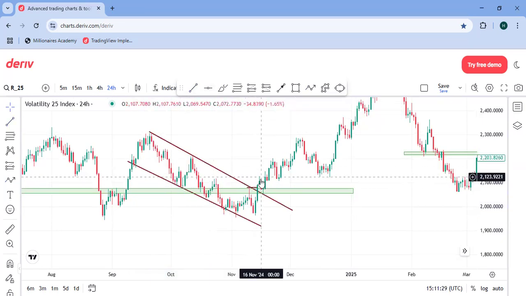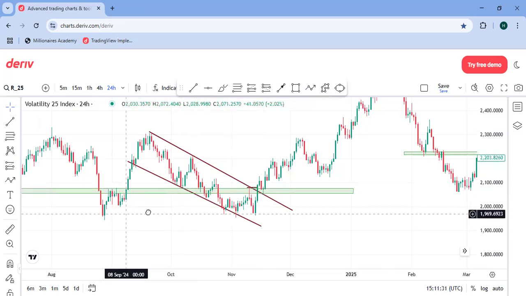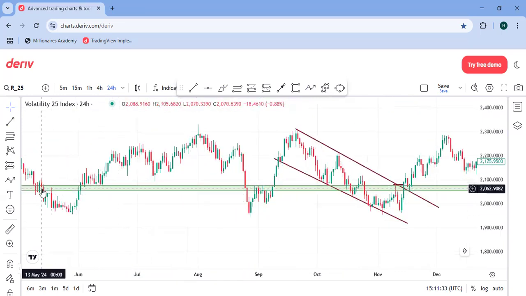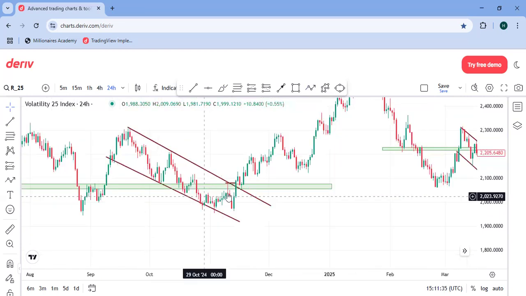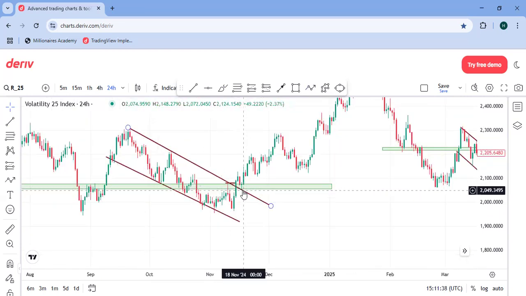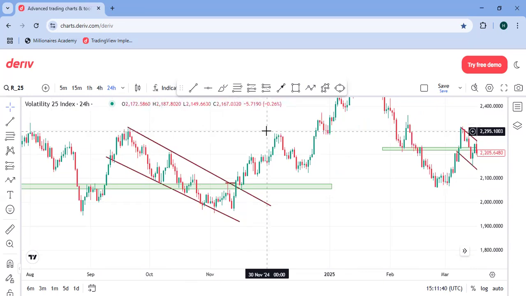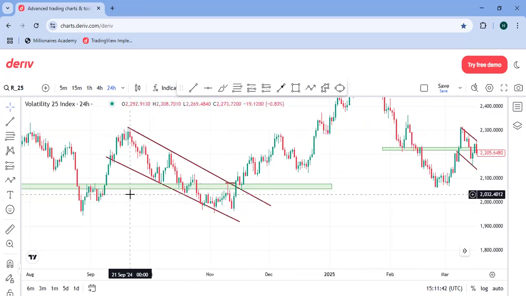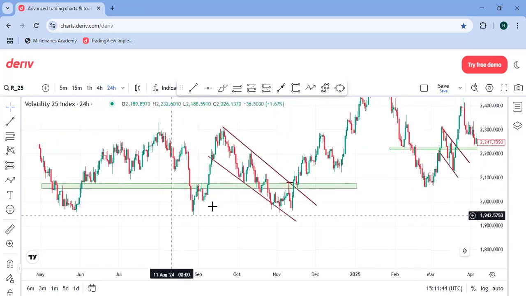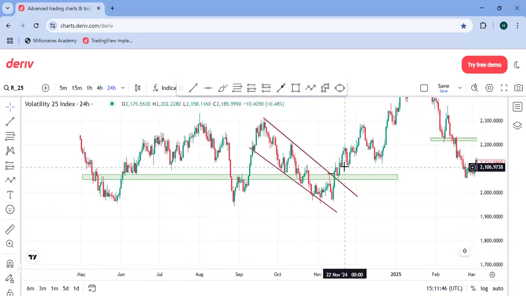So it went up, then came back to this zone where the market bought previously. This is actually a key level in the market. Then you can see it came back here and retested, then it bought. You can see.